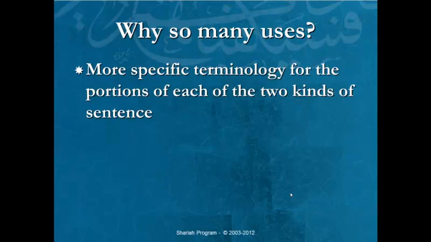Second factor: notice that the grammar people took the generic terms, subject and predicate, and they came up with 4 more specific terms based on the kind of sentence you're dealing with, so that we have specific terminology for each kind of sentence. The portions of the verbal sentence are labeled differently, and the portions of the nominal sentence are labeled differently. All of those labels are what we're going to talk about today. So this is another factor that causes our number to become large: we have 2 kinds of sentences, and the portions of each of these 2 kinds of sentences have different labels.